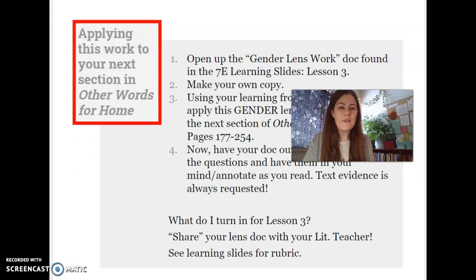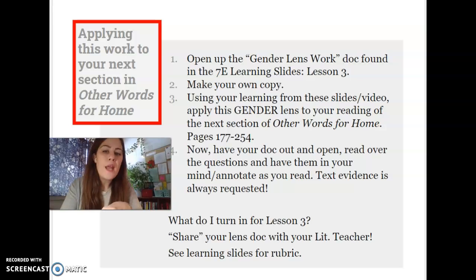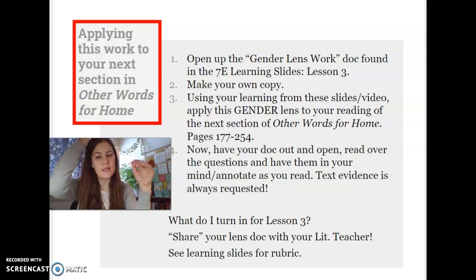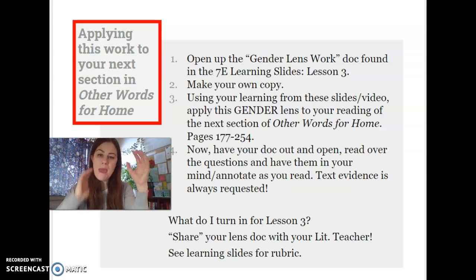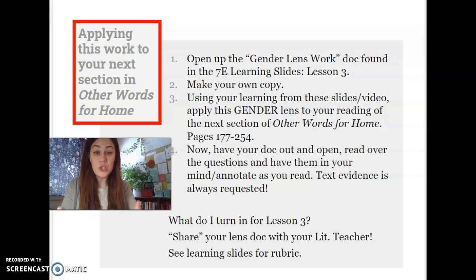So how do you apply this to your Other Words for Home next step? You're going to open up in the learning slides where you found this video, the Gender Lens work document found in the learning slides in lesson 3. And you're going to make your own copy just like you did last week with the Youth Lens. And you're going to use your learning from this video and from the other video to apply that gender lens and those questions to your reading of the next section, which is page 177 to 254.